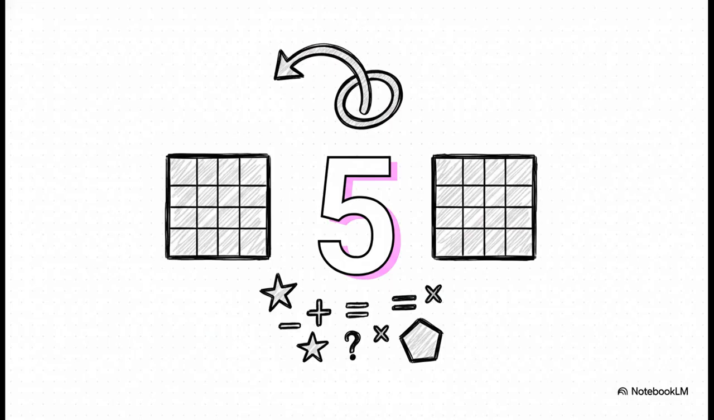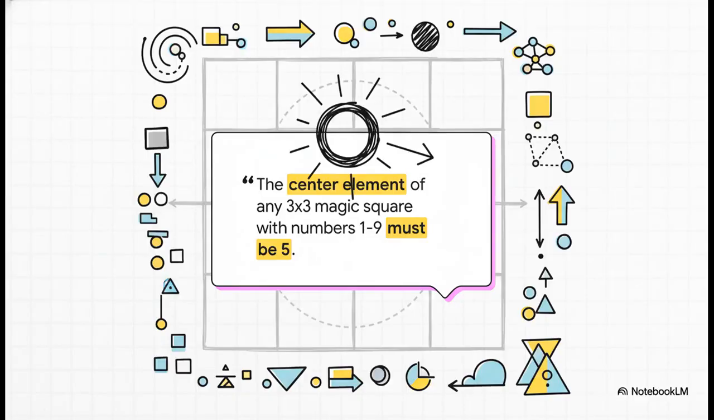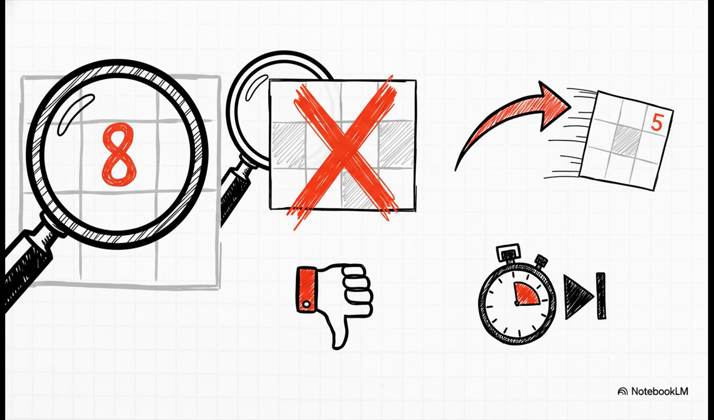Well, it turns out there is one single number that acts as a key to the entire puzzle, and that number is 5. Here's the magic trick, and it's pure math. It's a proven property that for any 3x3 magic square that uses the numbers 1 through 9, the number in the dead center has to be a 5. No exceptions. Why? Because that center spot is part of 4 different lines that all have to add up to 15, the middle row, the middle column, and both diagonals. Its unique position makes it the one and only number that can balance the whole grid. It's the anchor.